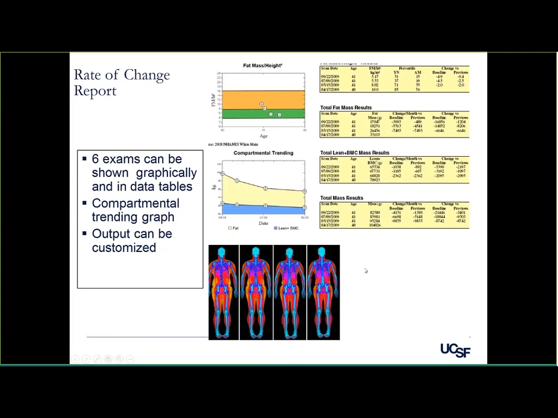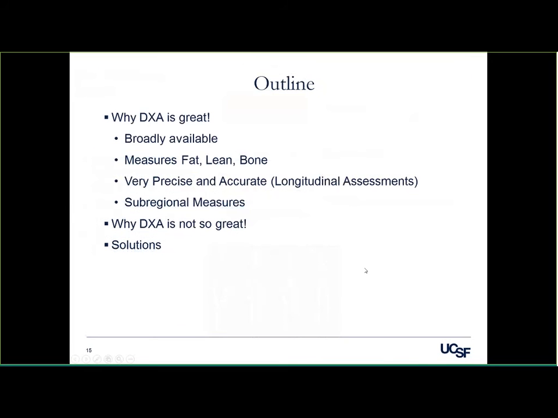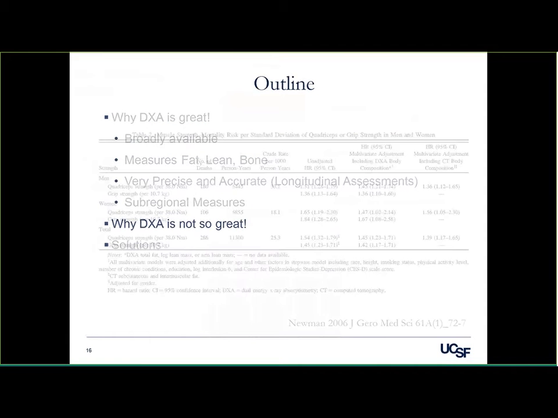So there's a lot of good things about DXA. It's broadly available, measures these great measures, it's precise and accurate, and has these subregional changes. But DXA is also not so great in some ways.